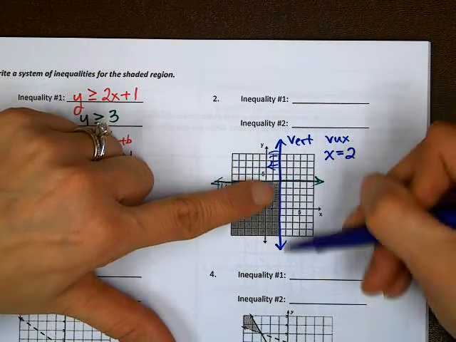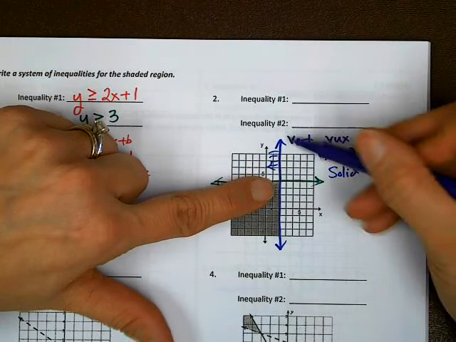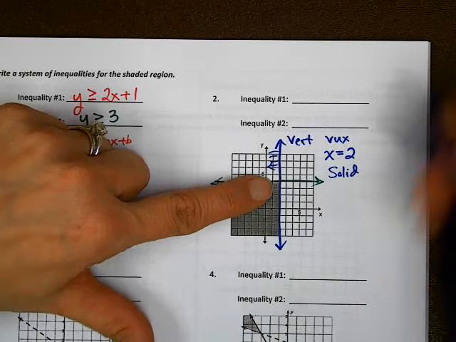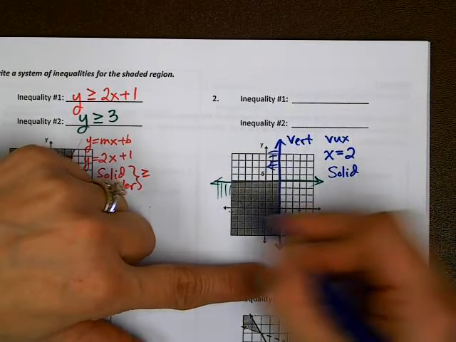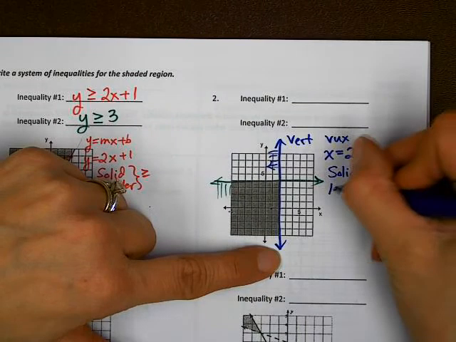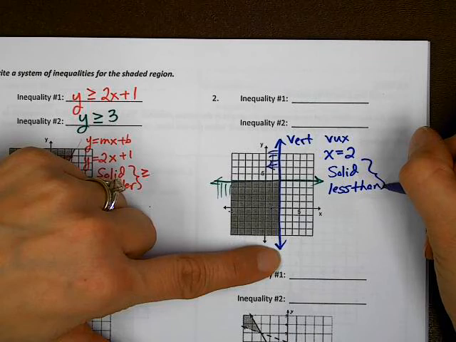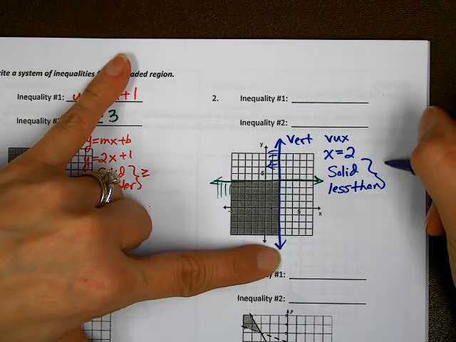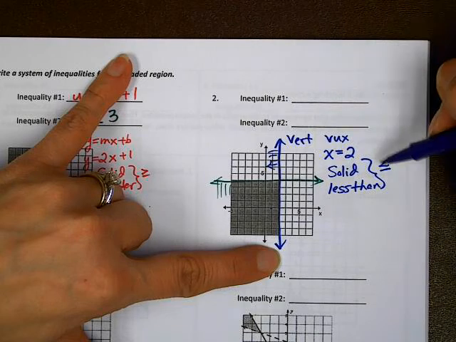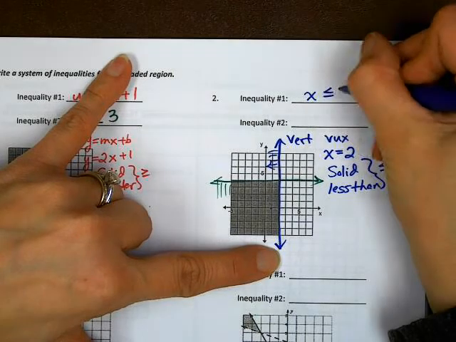Okay, now I have to look at the line. Is it solid or dashed? It's solid. Okay, if you're not sure, you could always ask me on a test, is this solid? And I'll say solid or not, but I'm not going to tell you what symbol to use. And then they shaded left. Left means less than. So how do I say less than and solid? That would be less than or equal to. So replace the equal sign with the inequality sign. So we've got x is less than or equal to 2.